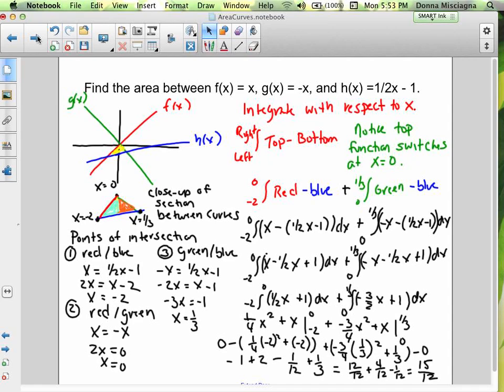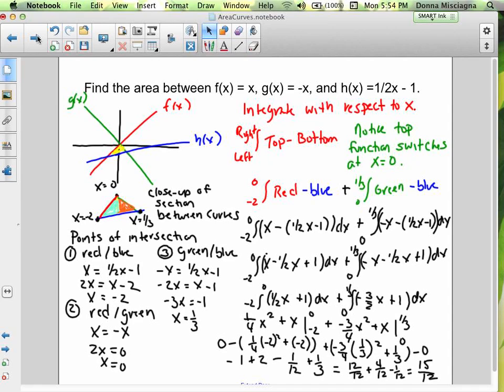All right, so we integrate. So we're going to increase the exponent by 1, and we'll divide. So x squared divided by 2 becomes 1/4 x squared, plus x, and we'll evaluate that from -2 to 0. And then we increase the exponent, that's going to be a squared, and we're going to divide by 2, so that'll be -3/4 x squared plus x from 1/3 to 0.